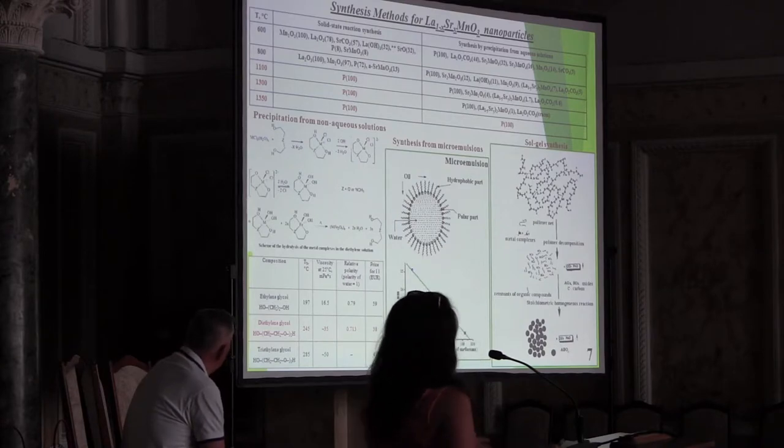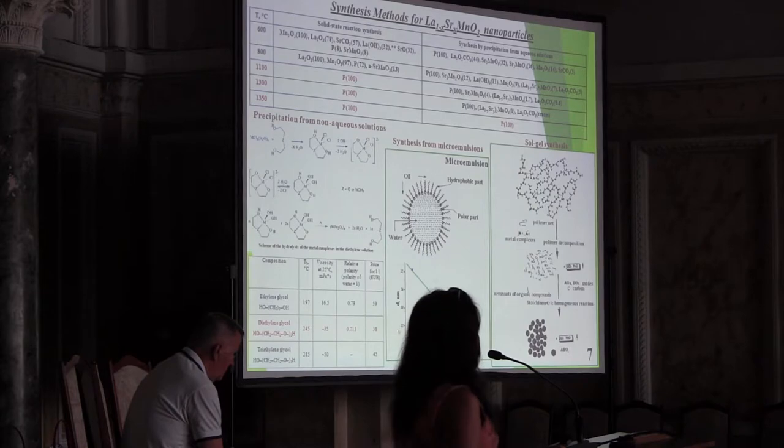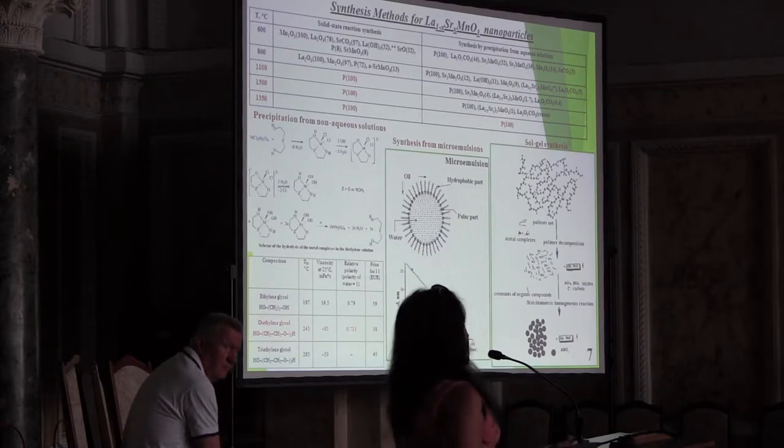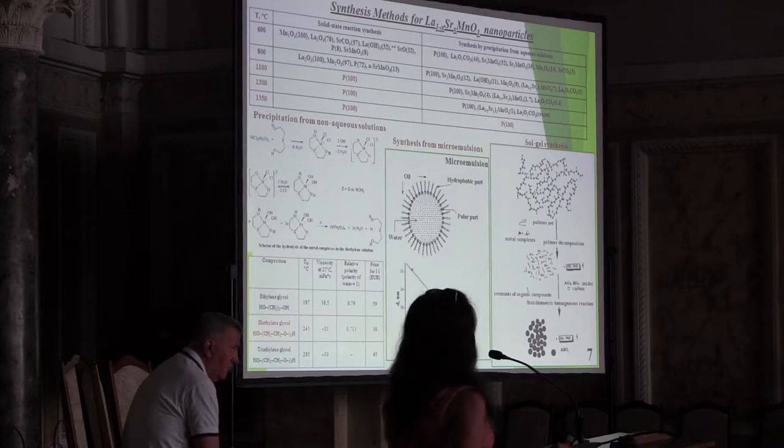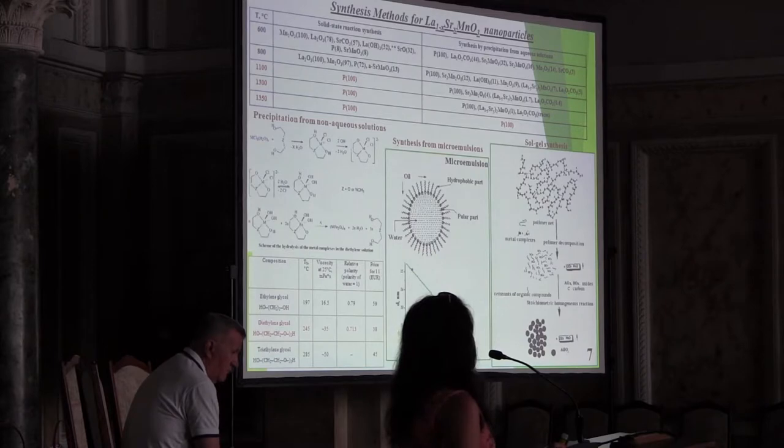For example, during precipitation from aqueous solutions, we obtain an amorphous product, and formation of the crystalline nanoparticles is a multi-stage process. Finally, researchers obtained crystalline nanoparticles at temperatures much higher than 1,000 degrees above zero, and such nanoparticles are large and strongly agglomerated, so they are not suitable for medical applications. In this case, methods of synthesis using different non-aqueous solutions or organic compounds are of particular interest. I would like to tell about three such methods: the sol-gel method, precipitation from non-aqueous solution, and precipitation from microemulsions.